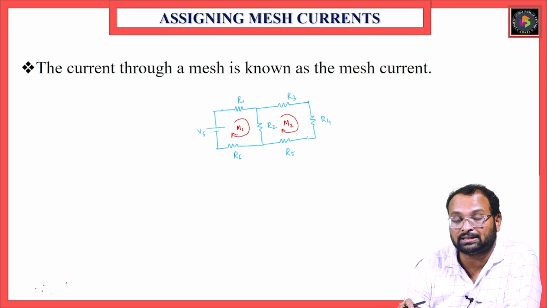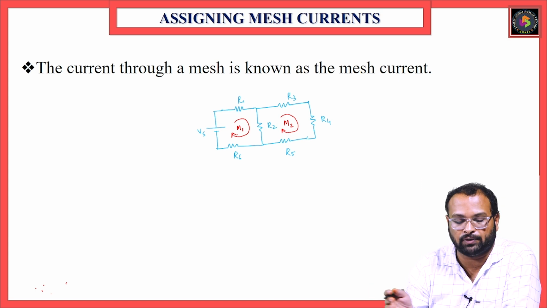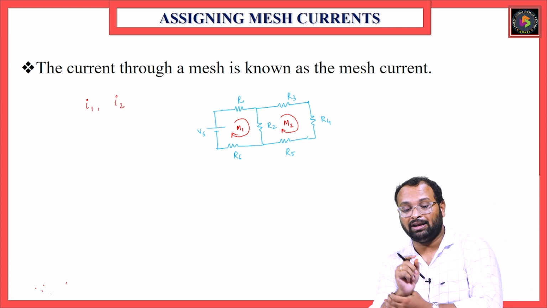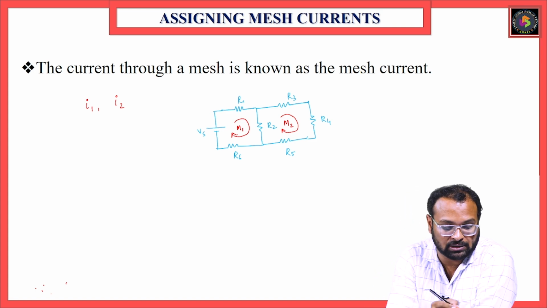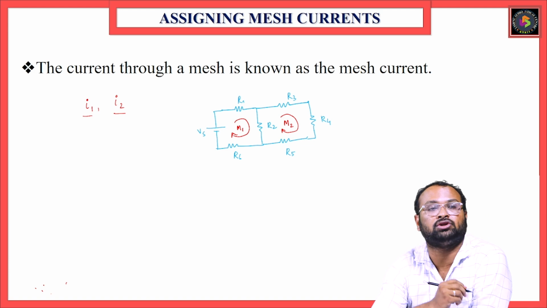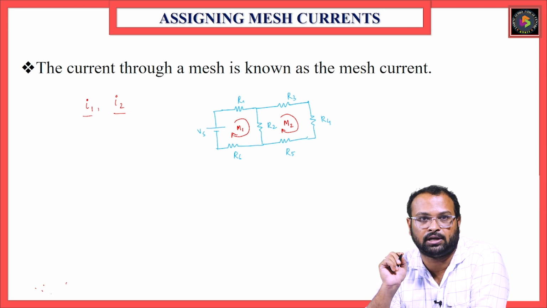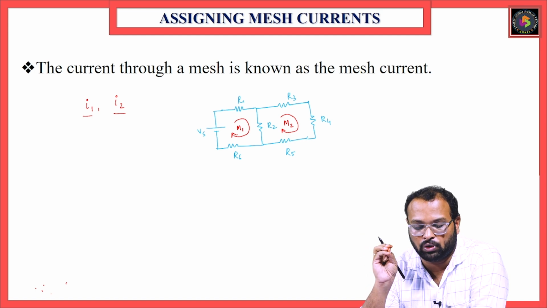So for these two meshes, we have to assign the currents. Suppose we have n number of meshes, n number of variables will come. Here there are only two meshes, so we'll consider mesh 1 current as I1, mesh 2 current as I2. But when we say currents along with the magnitude, we have to give the direction of those currents also. You can consider either clockwise or anti-clockwise direction. Any direction you can take.